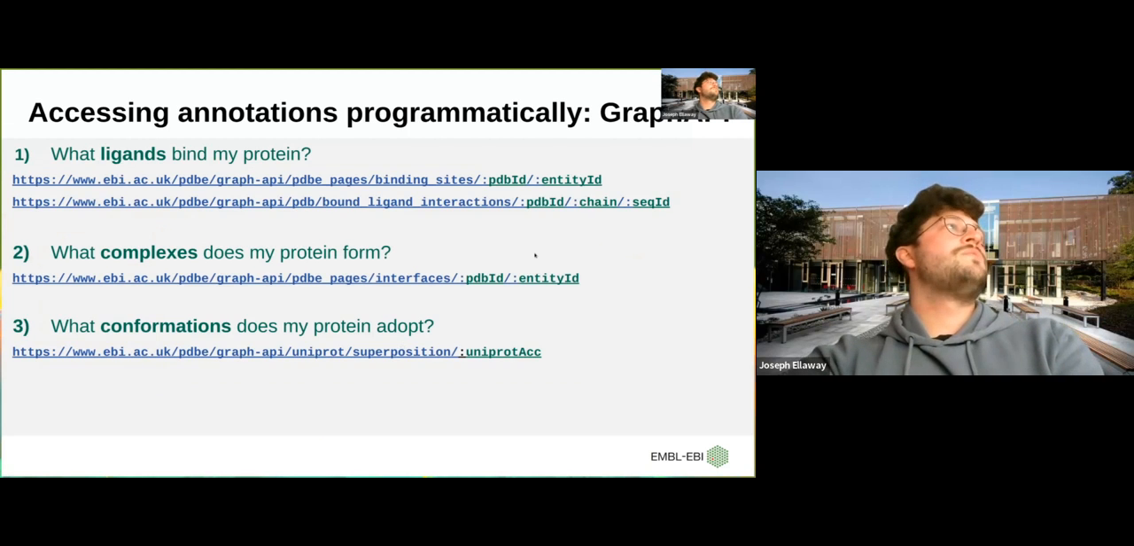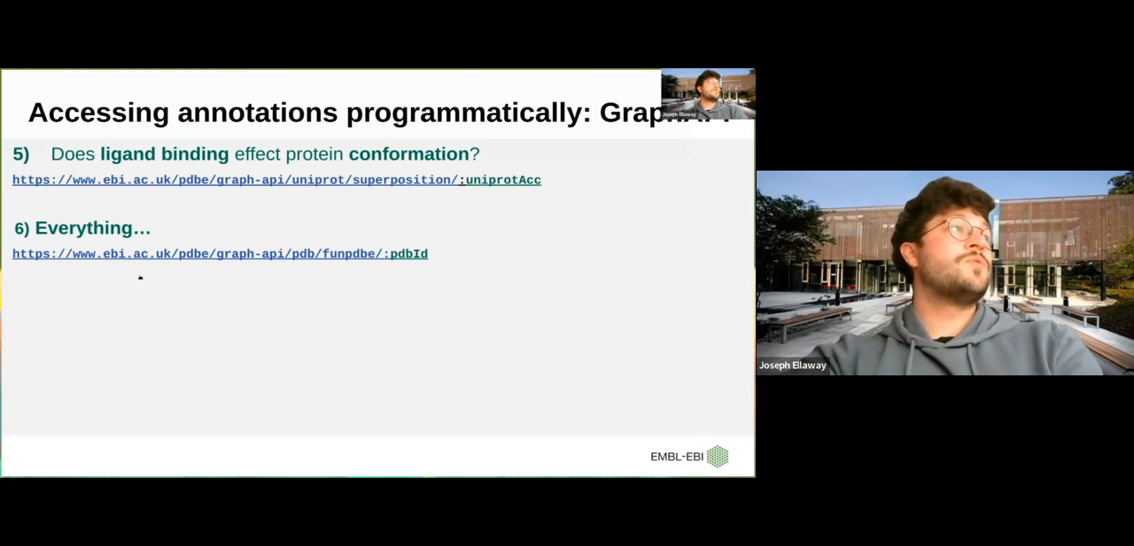So if you would prefer to access this information programmatically in JSON format, you can also do that using our Graph API. We're currently migrating that to more of an aggregated API, but this is more of a reference just to show you that you can access the same information programmatically as well. And finally, if you would like to get all of the annotations that we have for a given PDB ID, so a 4-letter PDB ID, you can use this API endpoint in order to get all that information, again, in JSON format.